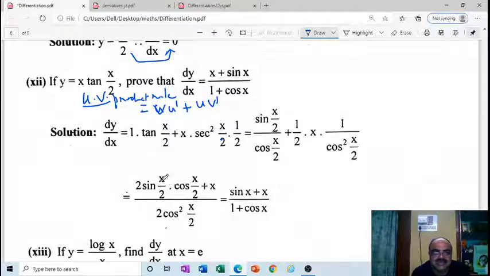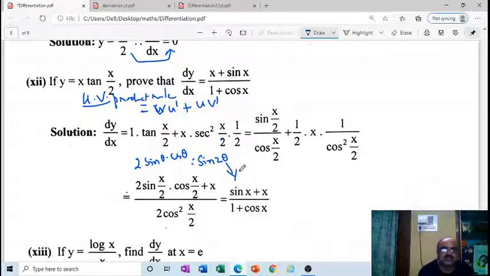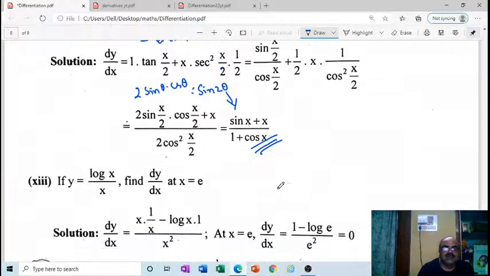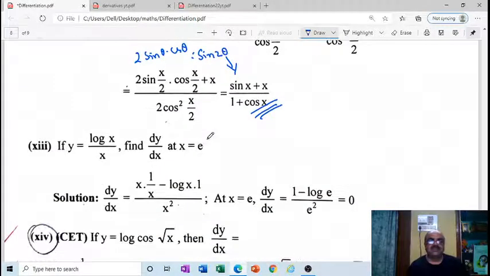See here now, it is a half angle formula for 2 sin theta into cos theta, which should have been sin 2 theta. Now for half angle, it becomes 2 theta by 2, that is sin x plus x by 1 plus cos x. This is the answer. Hope this concept is clear to you. Then I'll proceed into the next concept.